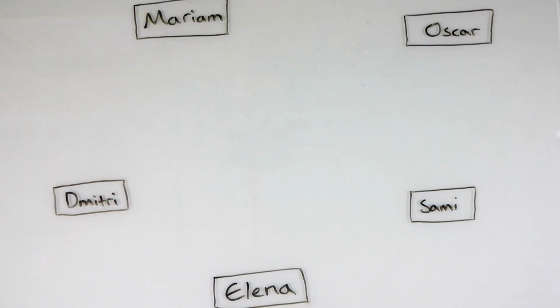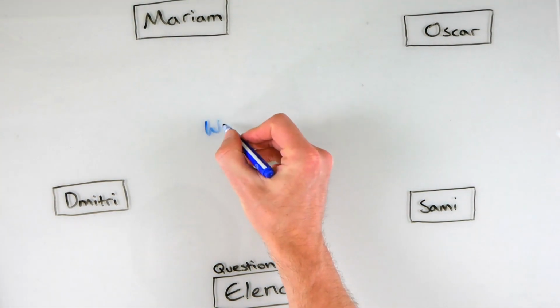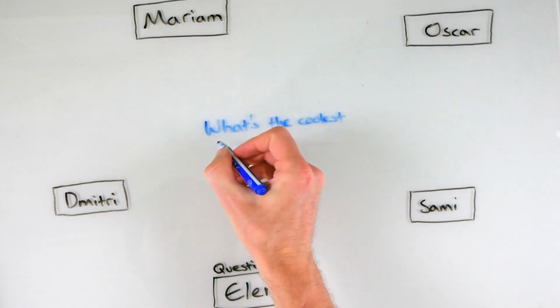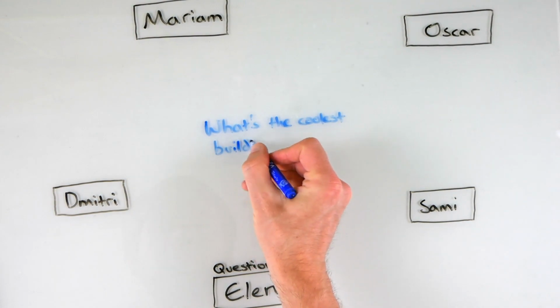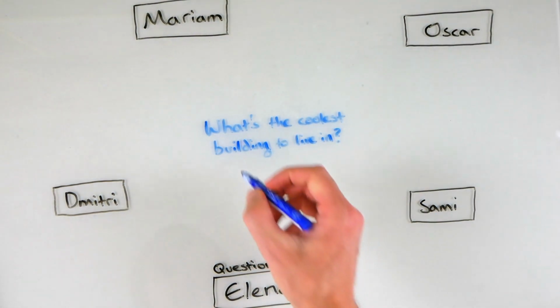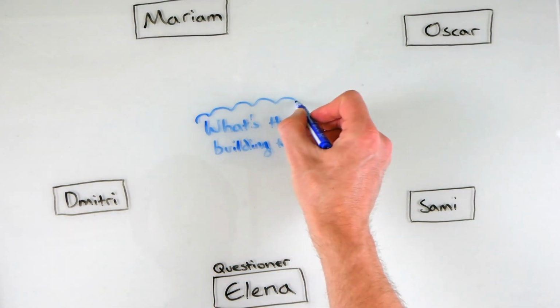Players take it in turns to be the questioner. Here, Elena is our questioner. The questioner gets a prompt. Either they draw from the deck in the official game, you give them a prompt from my list, or they invent their own. They say the prompt to the other students. Elena says, "What is the coolest building to live in?" Now the others have to write down a great answer to the question.